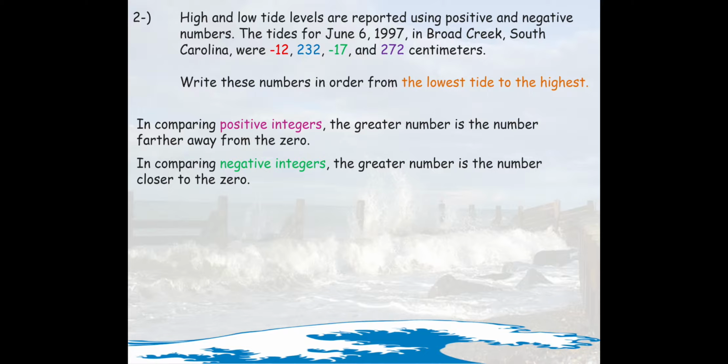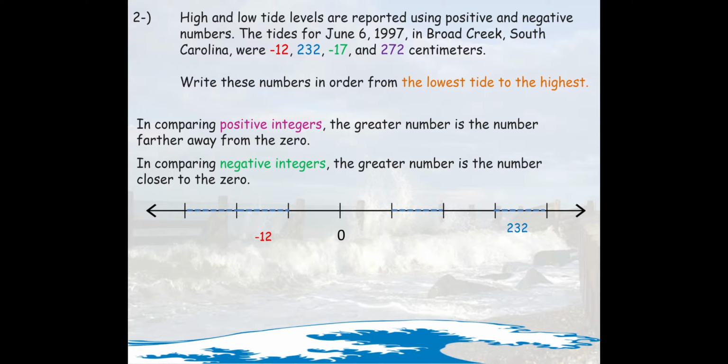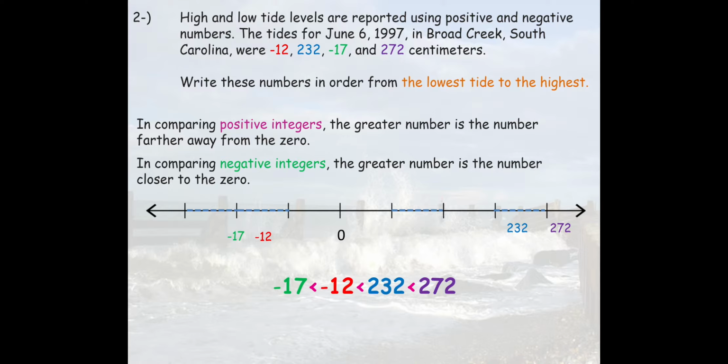Exactly. And when I talk about these two, I mean when you use a number line. So this here is a number line, and if you can see, some places are dotted because we're not putting all the numbers, we're just using the numbers that we have. So we'll place the negative 12 to the left of the zero, 232 to the right of the zero, negative 17 to the left of the zero, and 272 to the right of the zero. Now, if you can see that when we place them on the number line, we've already put them in order from lowest to highest. And therefore, this is the answer.